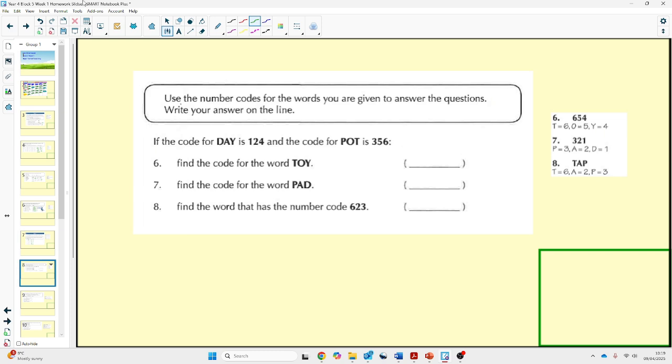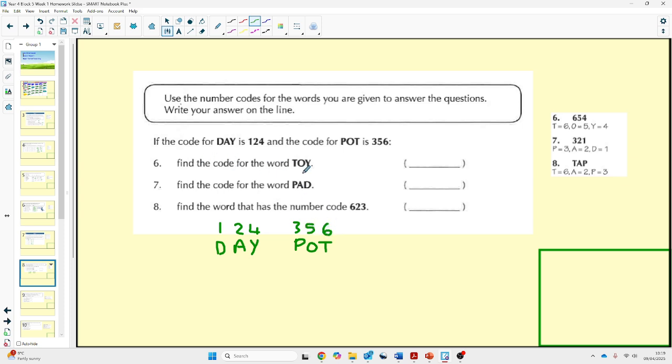Right, so this is a little code question here. We're going to use the number codes for the words you're given to answer the questions, and you're going to write your answer on the line. So if the code for day, what I'm going to do here is write down the word day, and then very clearly write its code above. So we've got 1 is the D, 2 is the A, 4 is the Y, and we've also got here a code for pot, and the code for pot is 3, 5 and a 6.